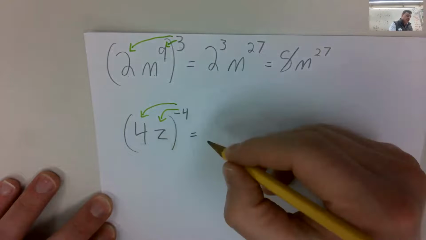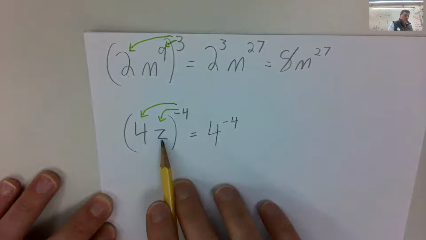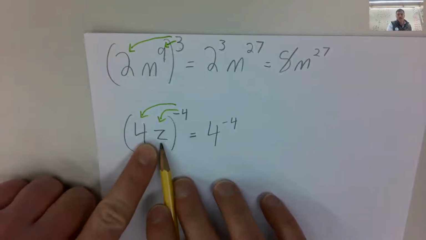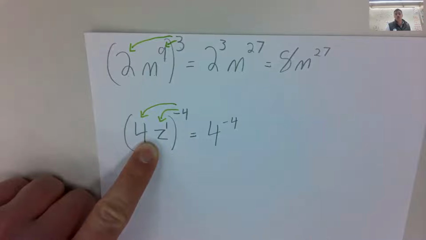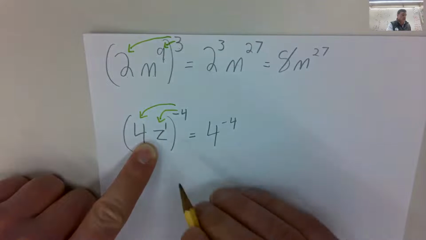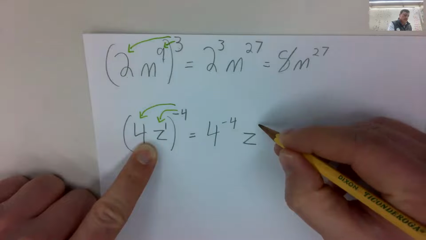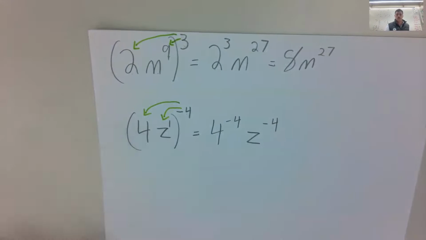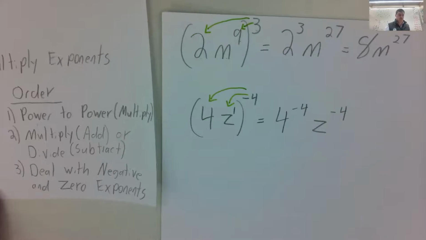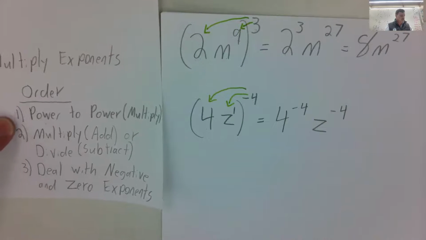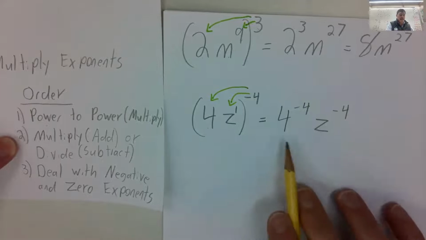Four is going to be raised to the negative 4 power. And the z to the 4th power. Well, even though there's not an exponent written here, we know that if there's nothing written, we assume it's 1. There's an invisible 1. So now I can just do 1 times negative 4. And that's going to give me my new exponent of negative 4. Great. We've raised a power to a power, number 1. There's not any multiplying or dividing to do because these are not similar bases.